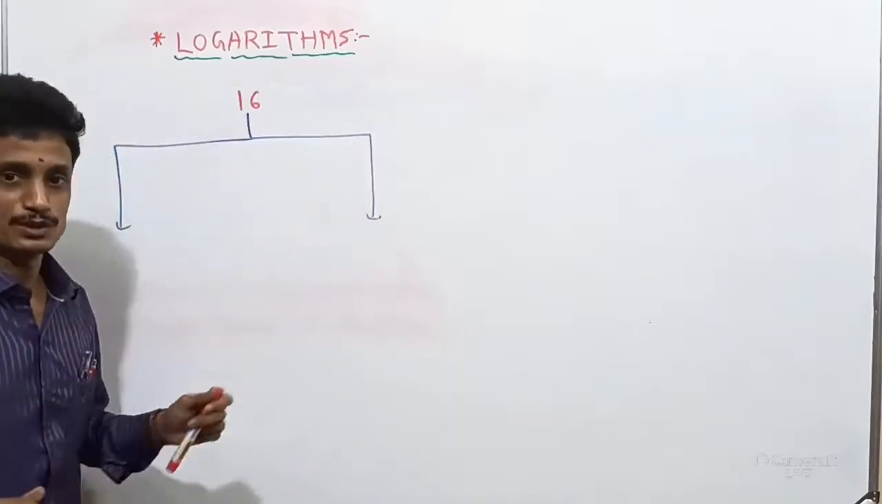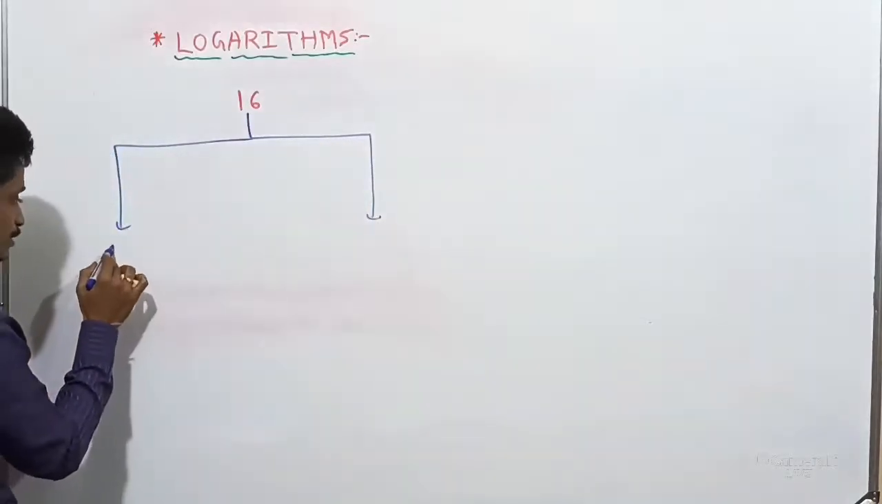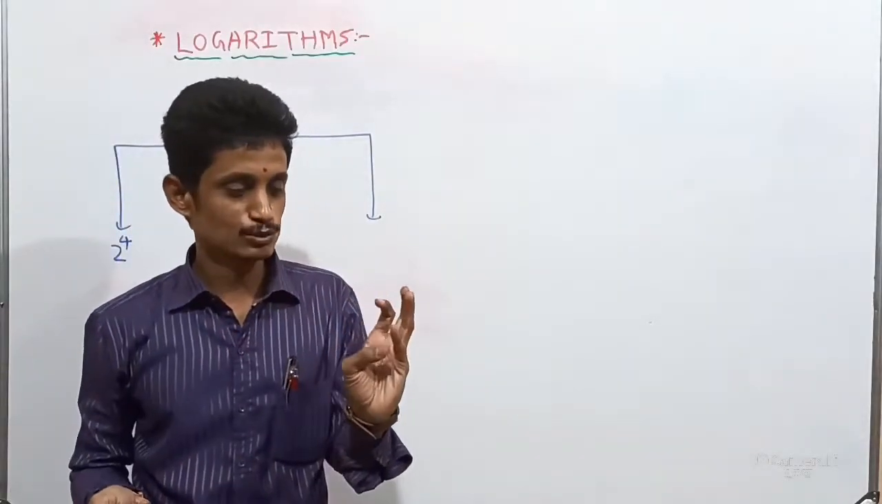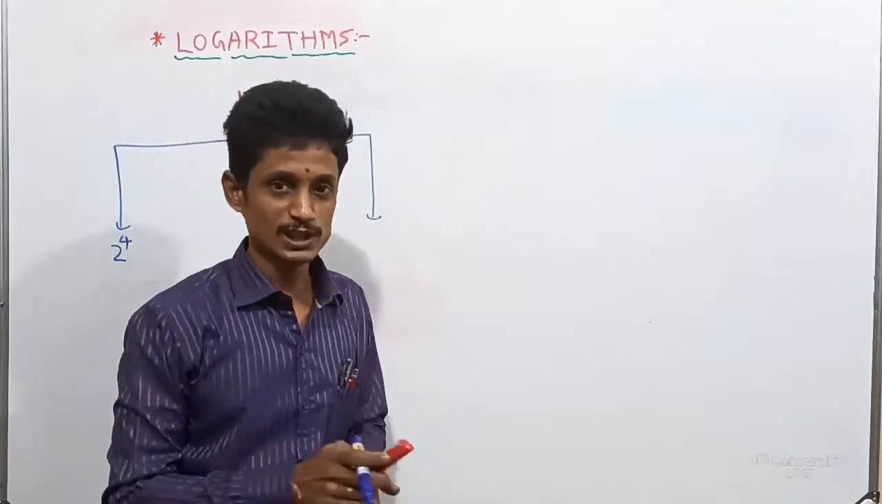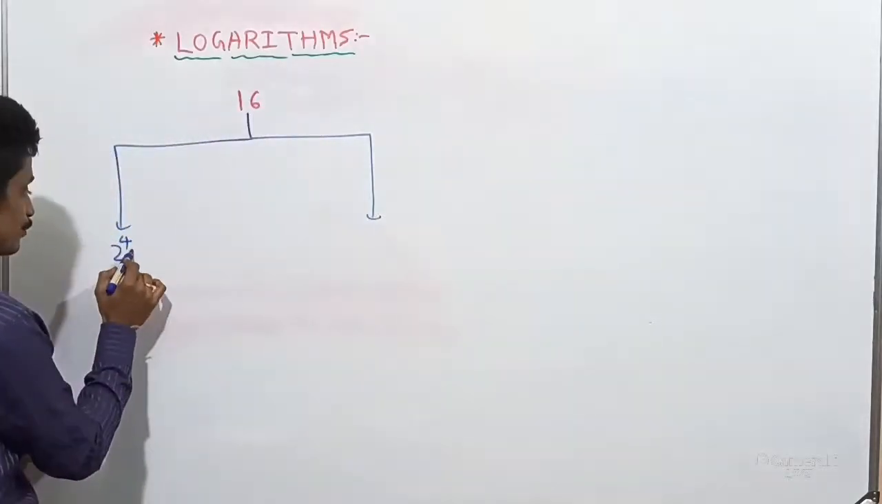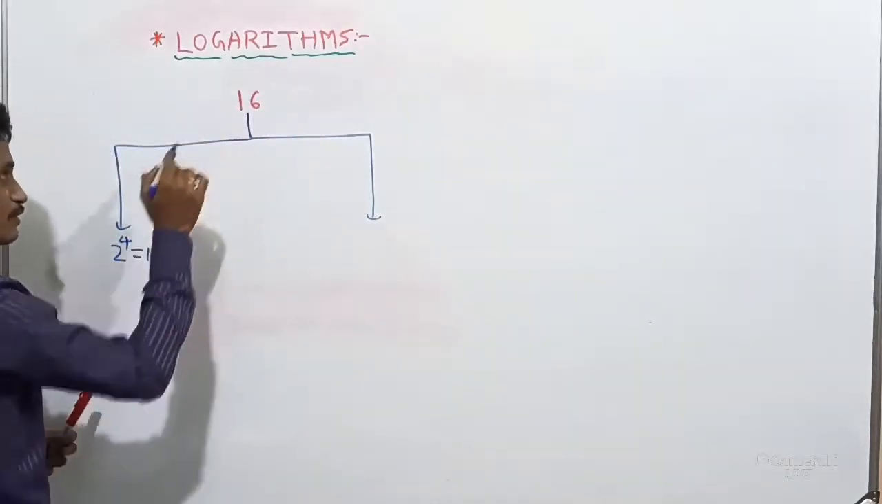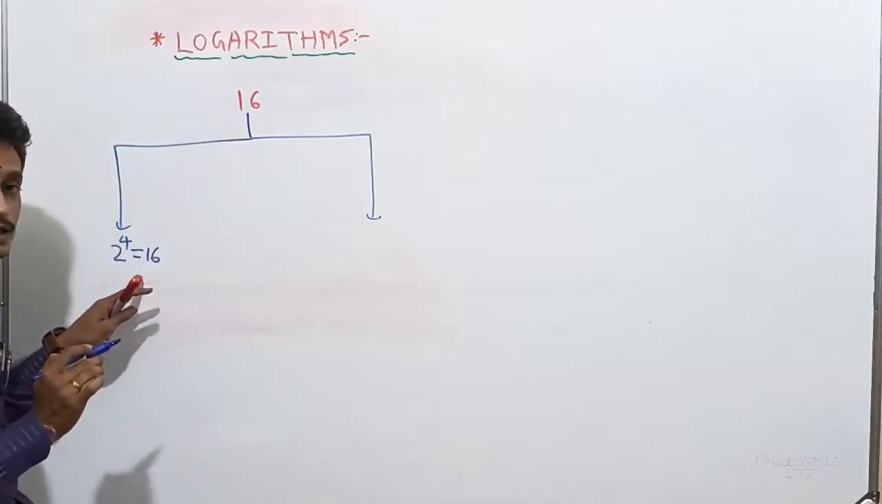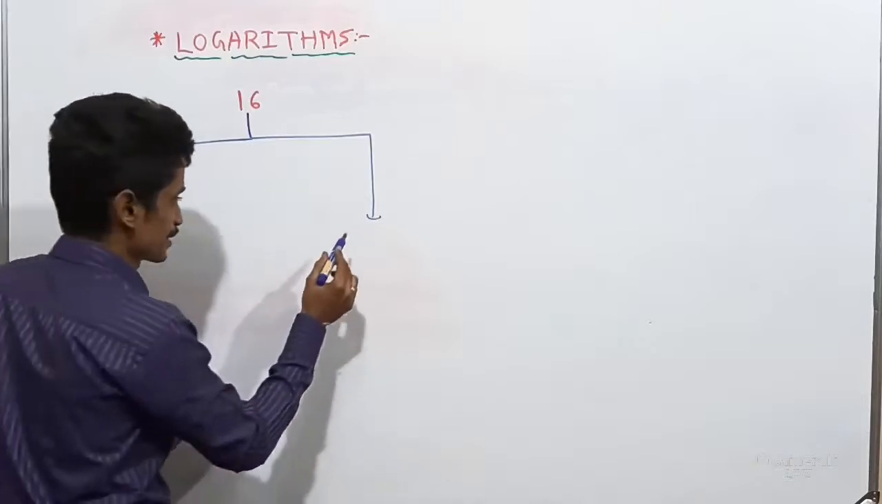Simply one number I have chosen. That 16 can be expressed as 2 power 4, because you multiply 2 four times: 2 2s are 4, 4 2s are 8, 8 2s are 16. So 2 power 4 is equal to 16.